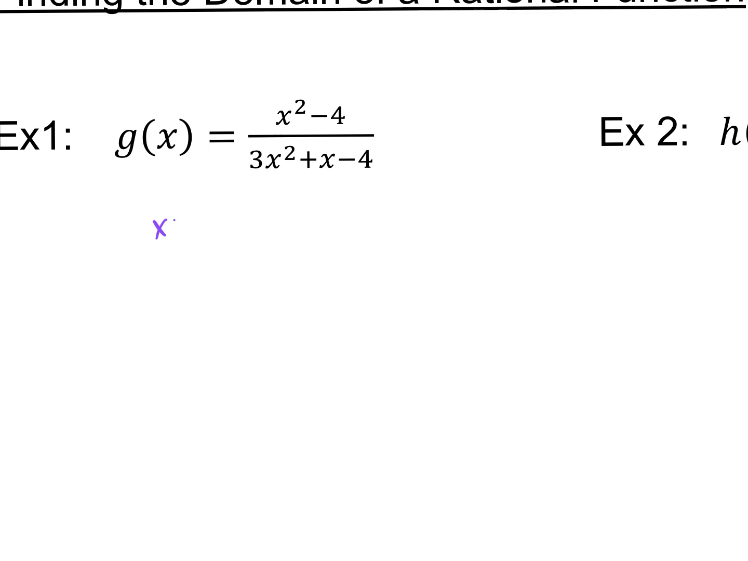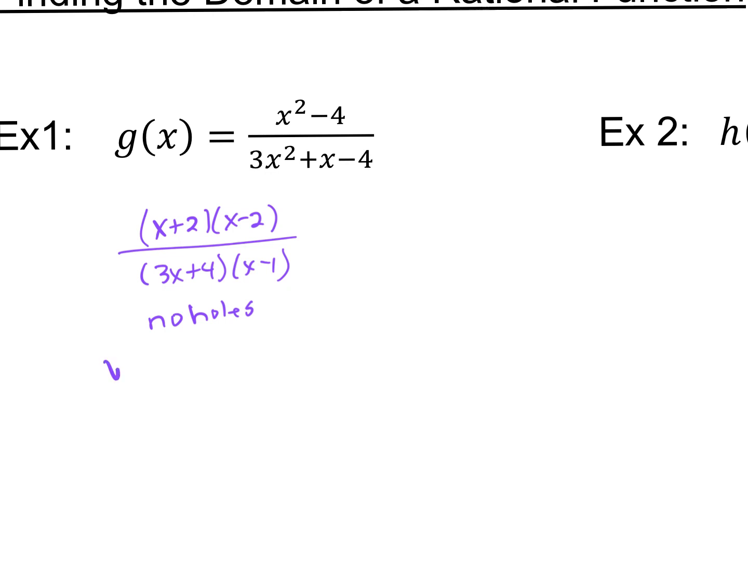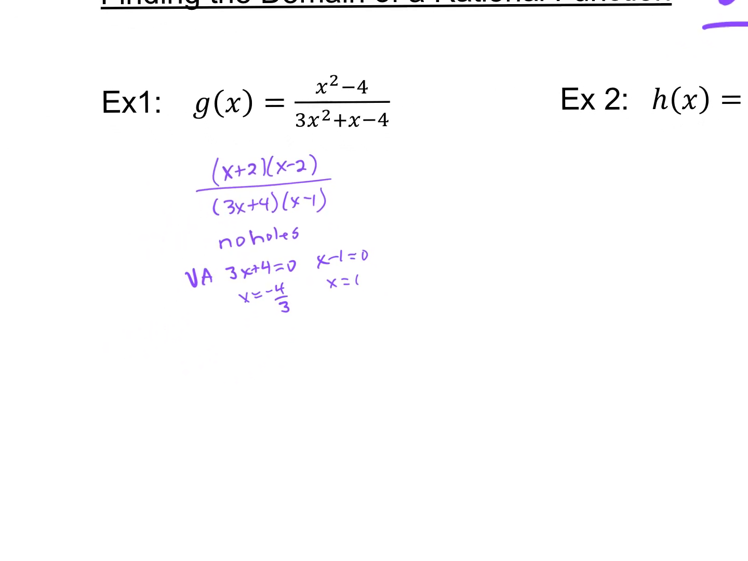To factor that numerator, we get x plus 2 and x minus 2. In the denominator, that factors into 3x plus 4 and then x minus 1. If you notice, there are no holes, no common factors in top and bottom. But we do definitely have vertical asymptotes. Our vertical asymptotes are going to be where 3x plus 4 is equal to 0 and x minus 1 is equal to 0. So basically, that's where our restrictions are.